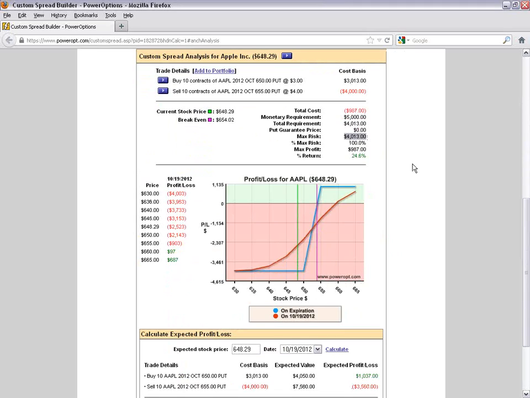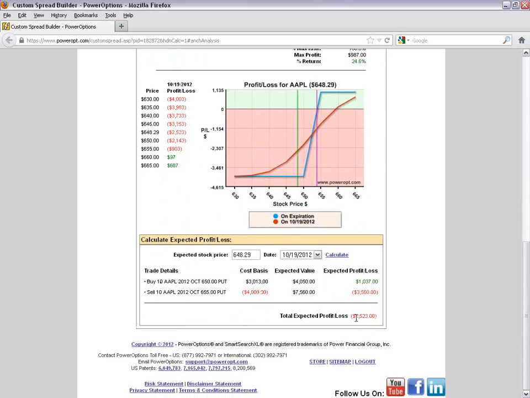Sorry, there we go. Screen's caught up now. Full loss is $4,013 on this paper trade. But right now we saw we could liquidate for about half that. I believe it was $2,600 or so. Okay, $25.23, there it is. So right now $25.23.